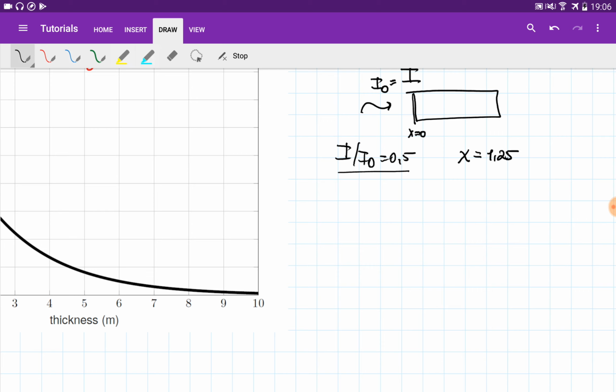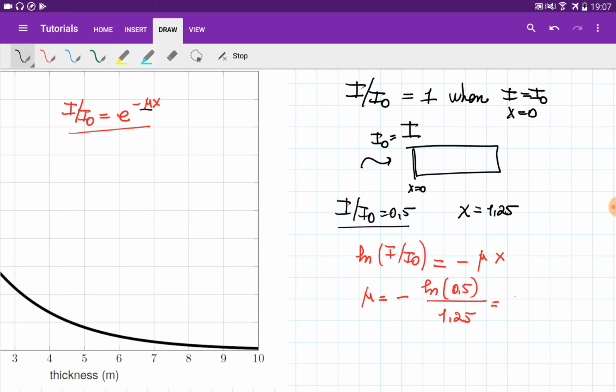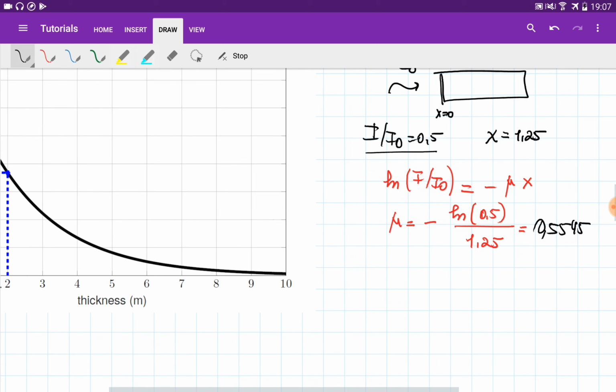So what's the attenuation coefficient? If I would like to find this, I'm just going to use this formula. It's going to be ln of I over I0 is equal to minus mu x. From here we can find it. Mu is equal to minus ln of 0.5 divided by 1.25. I'm going to use the calculator to calculate this. It's going to be ln of 0.5 over 1.25, multiplied by minus, which is 0.5545 roughly. So this is one way how to find this.